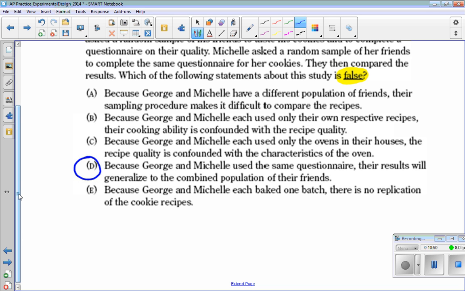What happened? All right. So let's look and make sure we agree why D is false. George and Michelle use the same questionnaire, guys. Their results will generalize to the combined population of their friends. You can never do that. Ever.